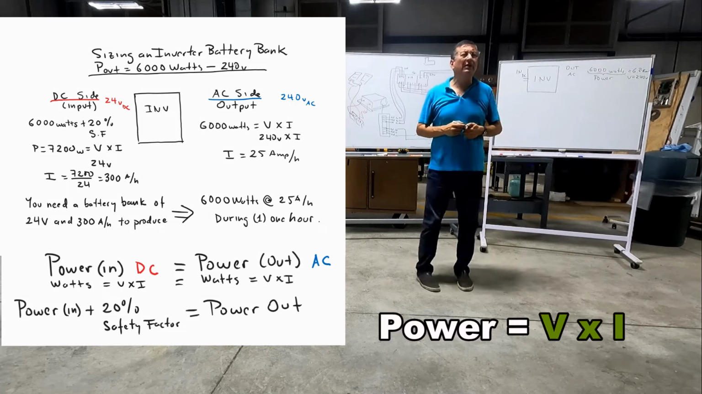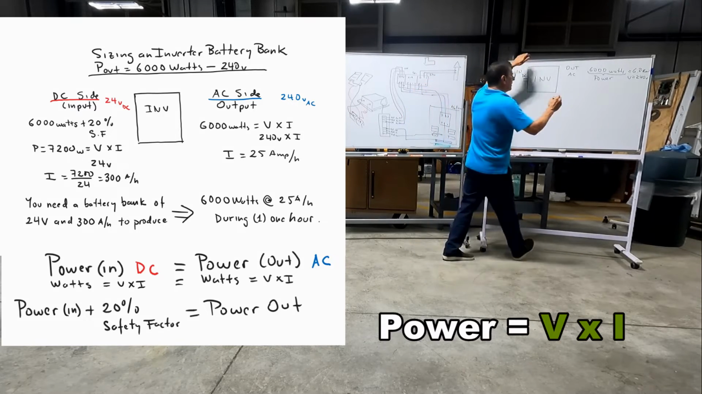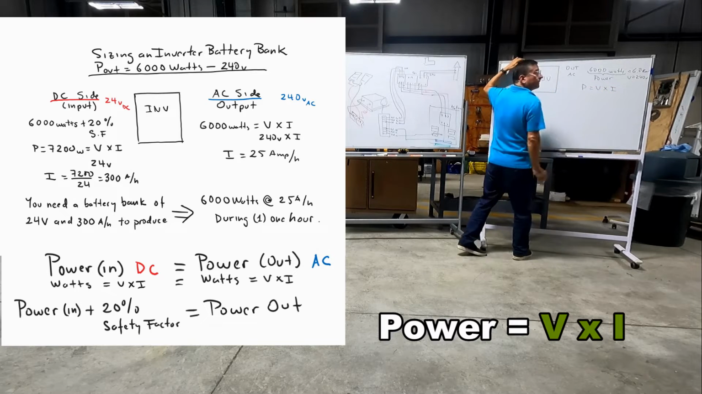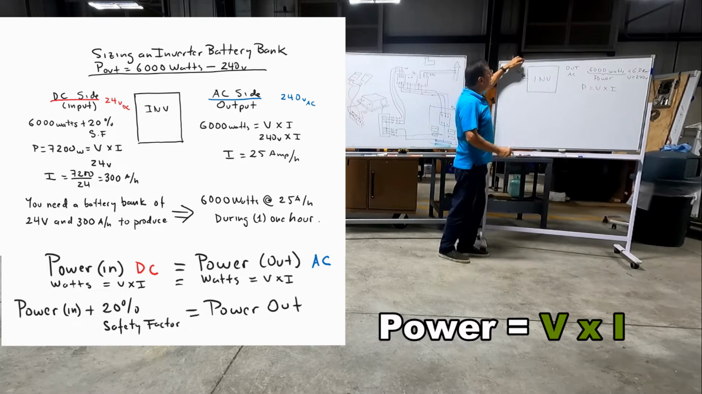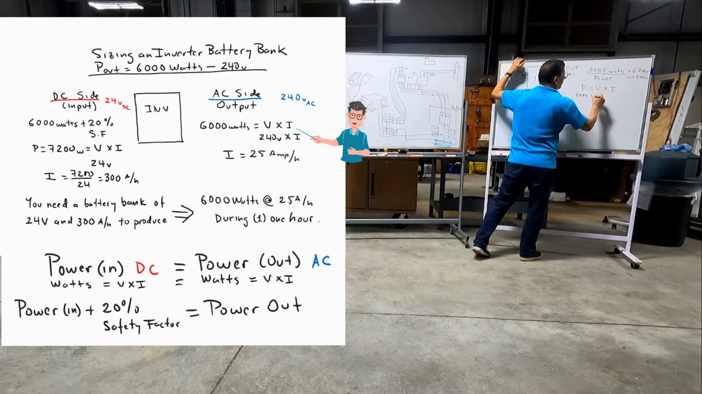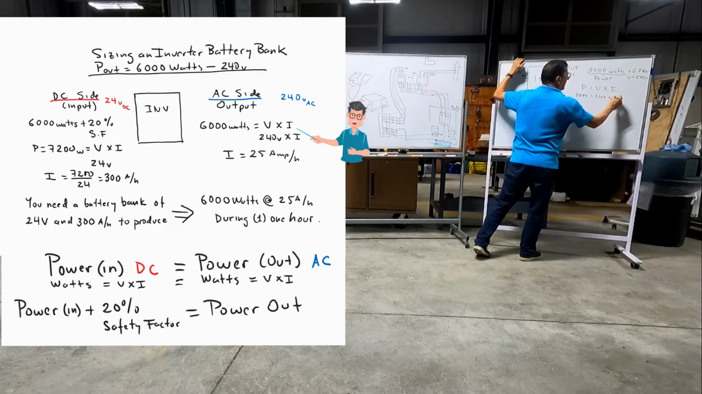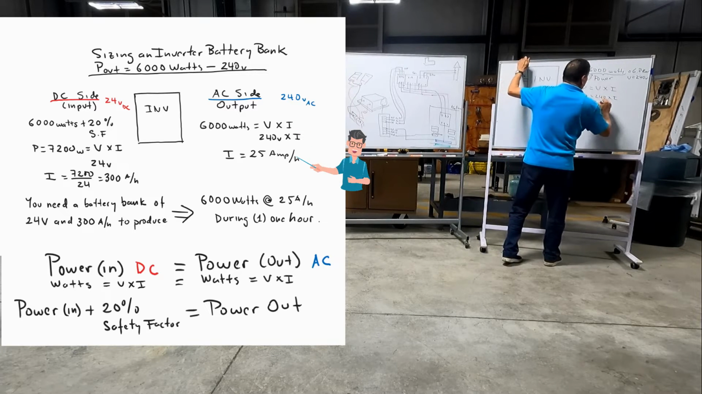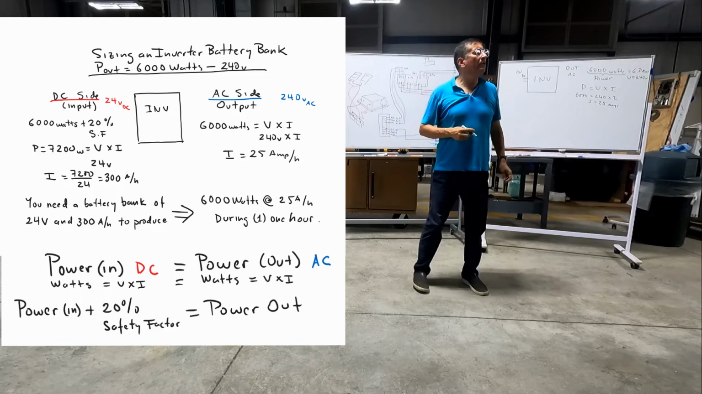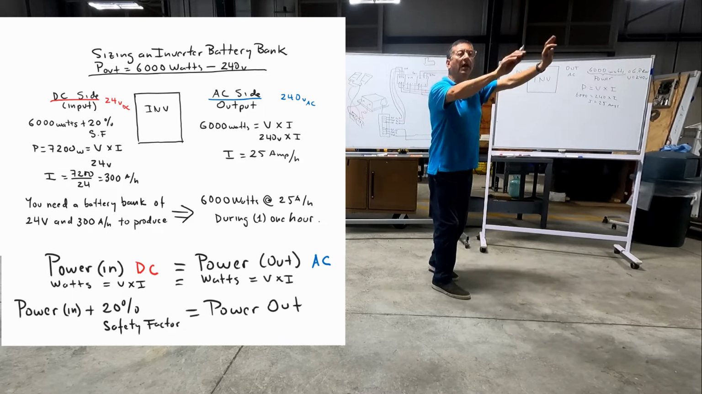What is the formula for power? Power is equal to voltage times intensity. If I have 6,000 and the voltage is 240, how much is the intensity? 25 amps. All right. This is the consumption. This is the power in the output.